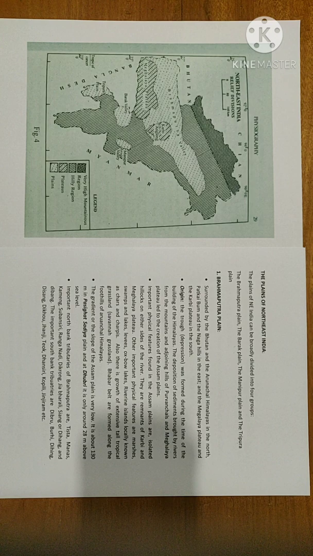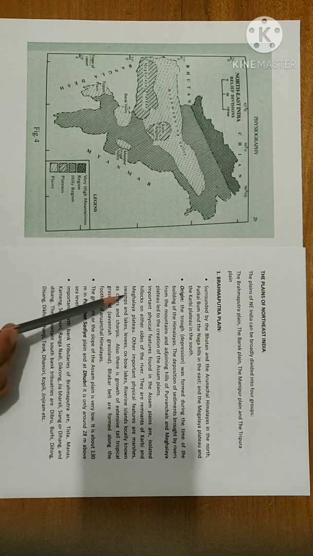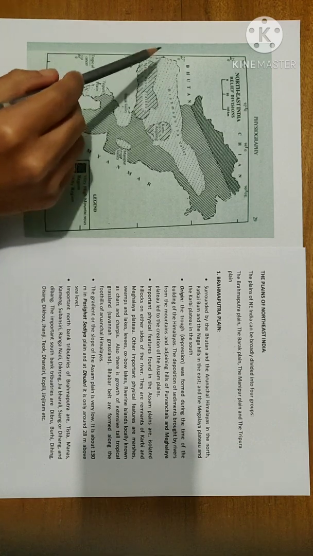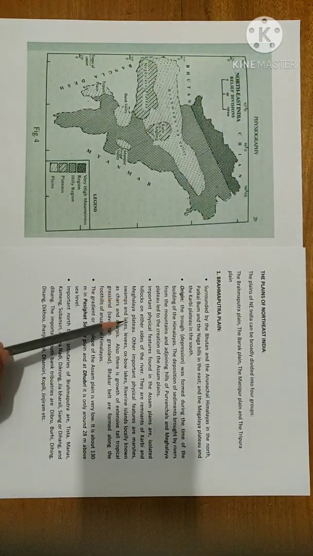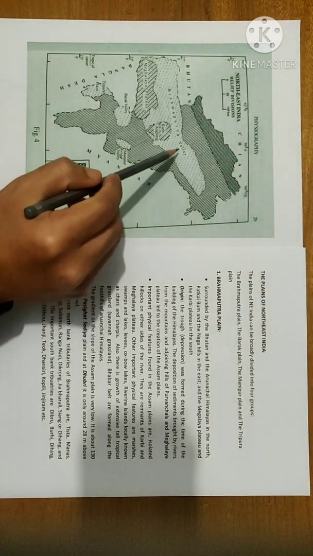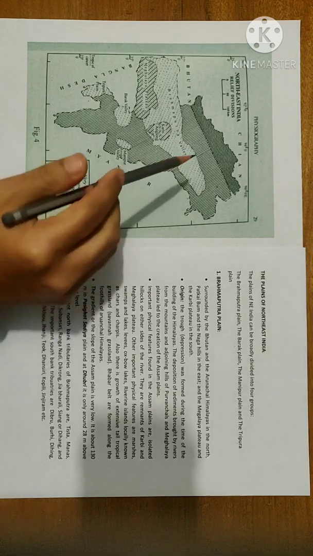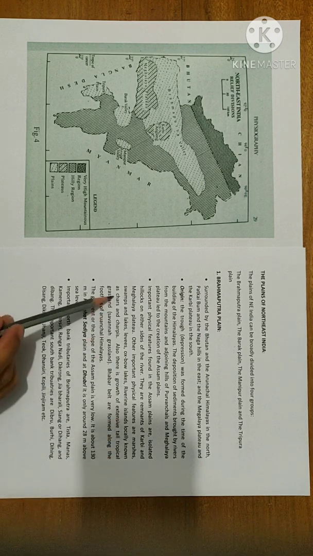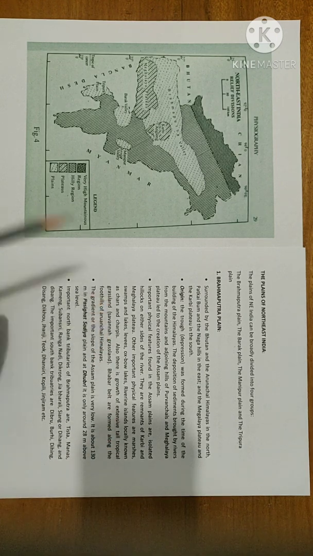Other important physical features are marshes, swamps and lakes. Wherever there is flow of water along the flood banks, there will be marshes, swamps and lakes. Also there will be formation of levees, oxbow lakes and riverine islands. The islands formed by the rivers are known as riverine islands. For example, Majuli Island, the world's largest riverine island, is located in Assam. These are the physical features formed by the Brahmaputra river. These riverine islands are locally known as chars and charfais, remember that.